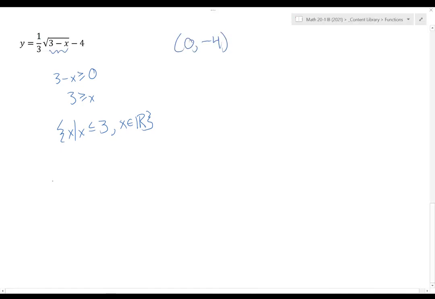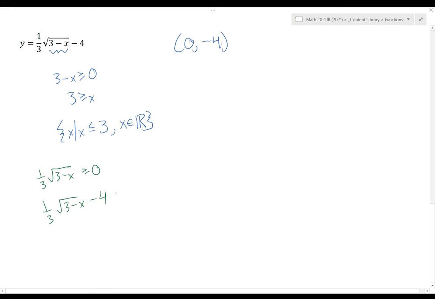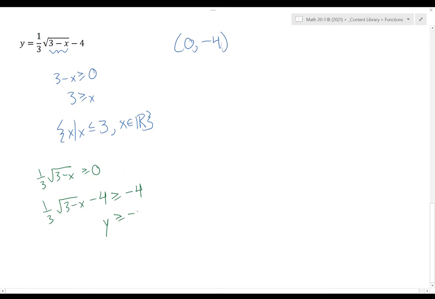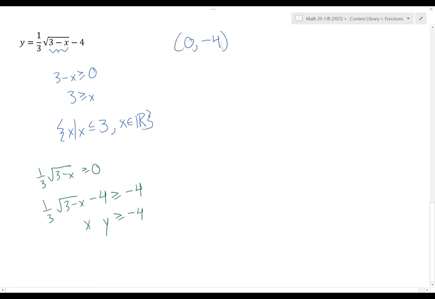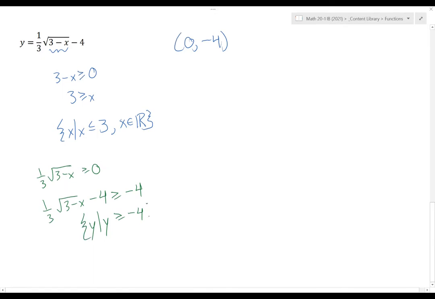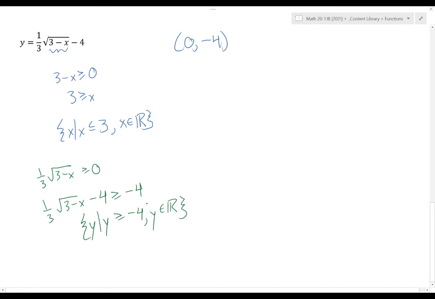but let's actually play out that reasoning. I know that 3 minus x has to be greater than or equal to 0 because that's a principal square root. If I multiply it by 1/3, that doesn't change the sign at all, so it's still greater than or equal to 0. And then if I subtract 4, I'm going to get something that is greater than or equal to -4. So y has to be greater than or equal to -4. So again, proper notation, let's state our range. Y is an element of the reals, y is greater than or equal to -4. All right, so there's the range.